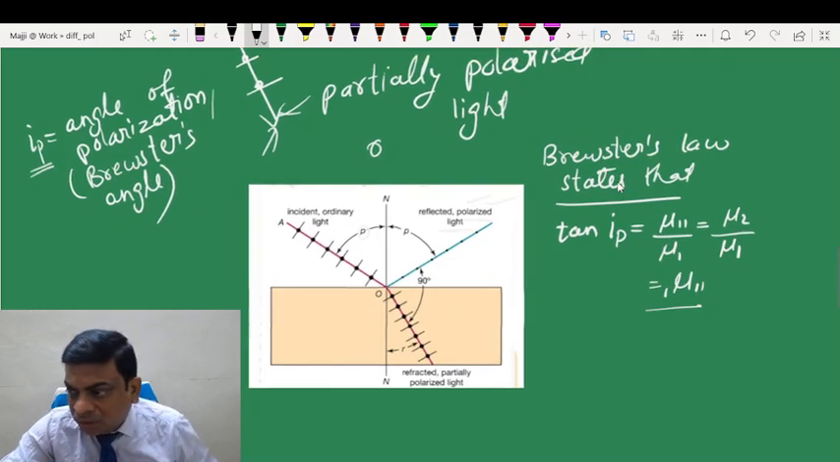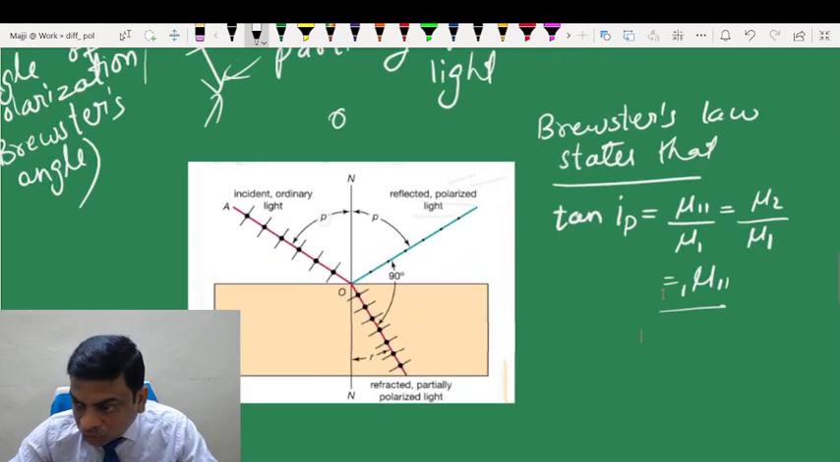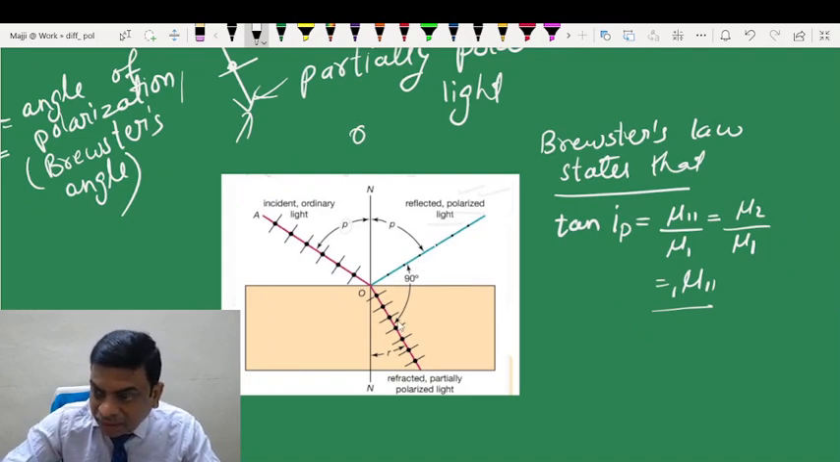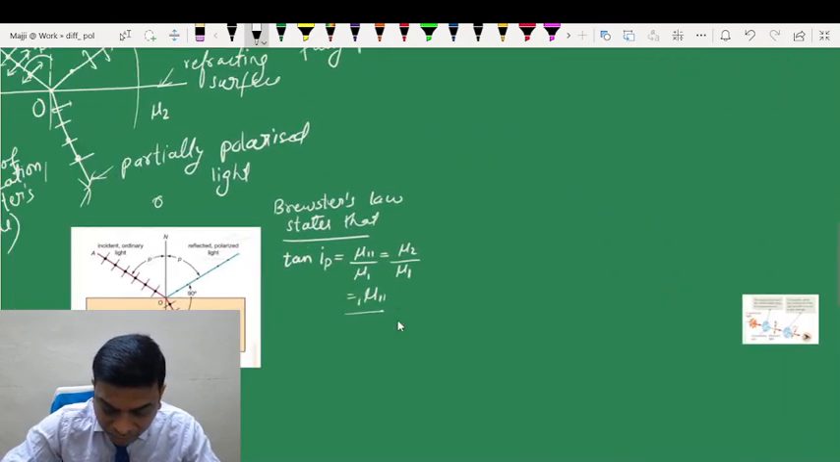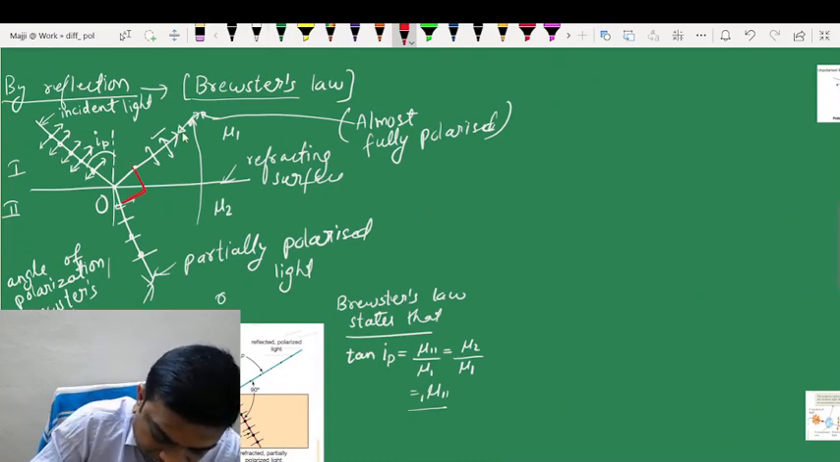Clear, students? So this is Brewster's law. And also we can very well show that if that be the case, then the angle between this reflected light and the refracted ray is a right angle, that is, this angle will be 90 degrees. It is easy to show. Why? Let us prove it. If this is IP, then this will also be IP.